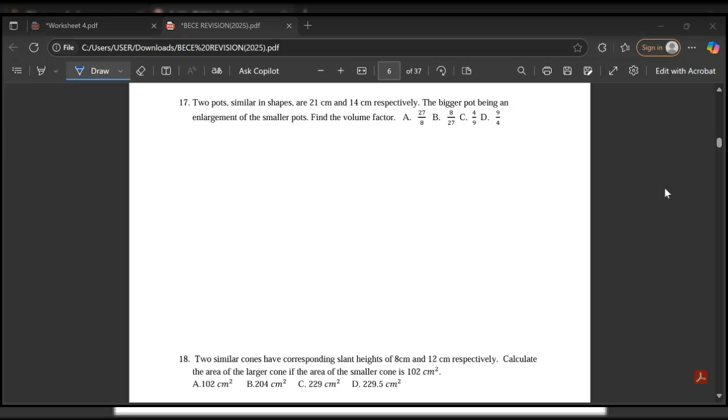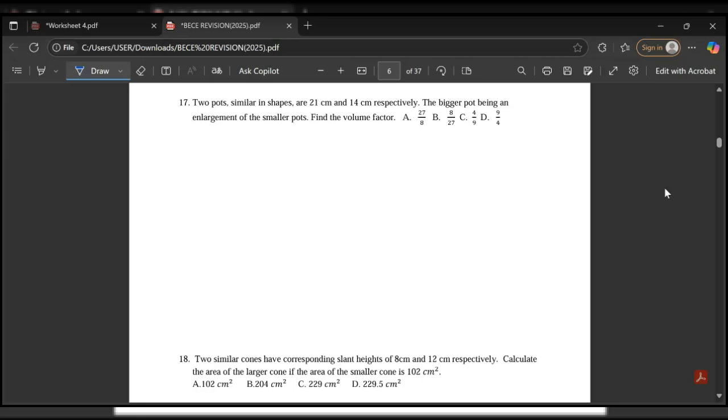So question 17: we have two pots similar in shape, at 21 and 14 respectively, the bigger pot being an enlargement of the smaller pot. Find the volume factor. Now, under similar shapes, we have what we call area factor and volume factor. We also have what we call linear factor. Let me give you an instance.